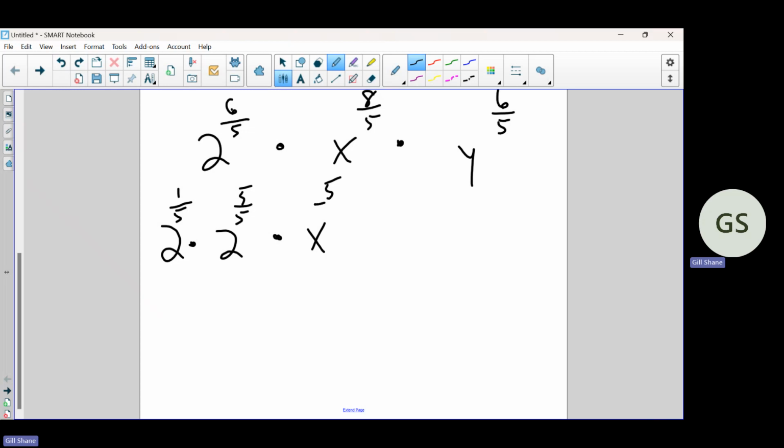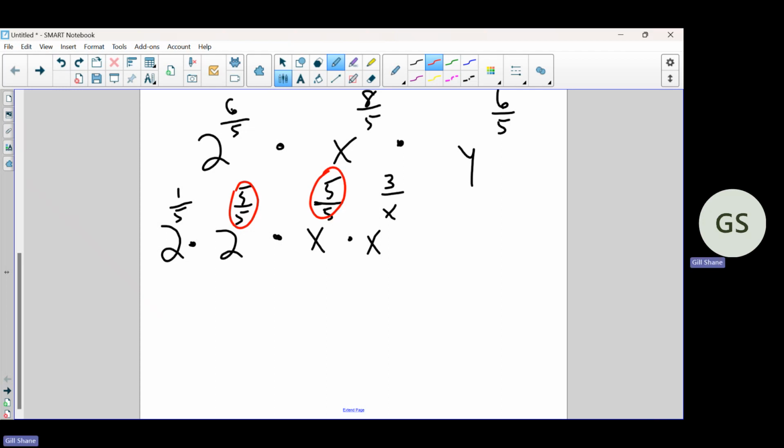X to the 5/5, and then times x to the 3/5. Again, all I'm doing is taking that 8/5 and trying to pull out something that's going to be the number 1. Because if I can get an exponent of 1, that means I can take that out from underneath the radical that we started with.